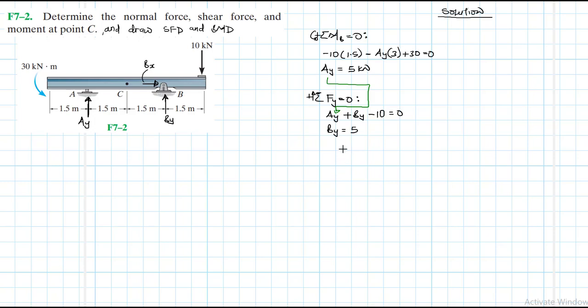Right, so we've calculated the support reactions. We've remained with one: summation of forces in the x direction equal to 0. Of course we know this one, BX will just be equal to 0. So what we need to do now is the sectioning.